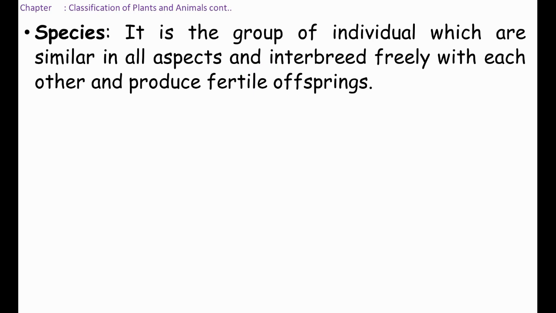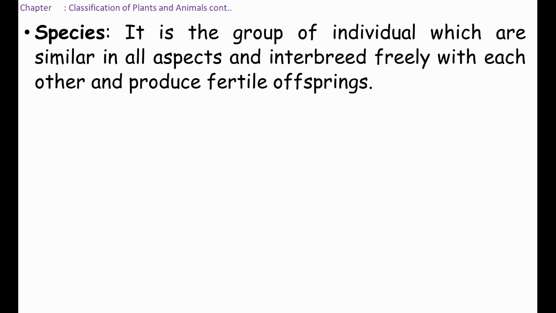Similar in all aspects, and they can interbreed freely. It means they can produce fertile offspring. If they can produce fertile offspring, then they are considered a common species. Human beings are a common species. Human beings, elephant, bird, and other animals, rhinoceros, tiger: these are different species.